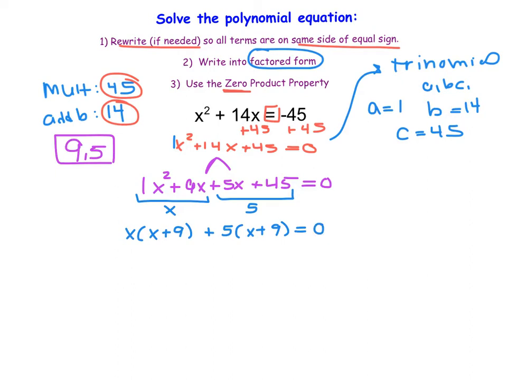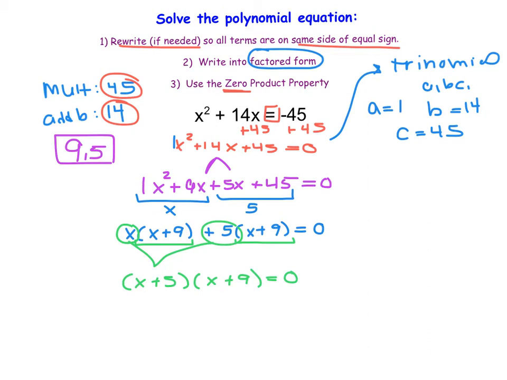And what I'm noticing here is, just as I expected, my 2 parenthesis pieces match. Both x and 5 are being multiplied by x plus 9. So we can group them together and say both x and 5 are being multiplied by x plus 9.